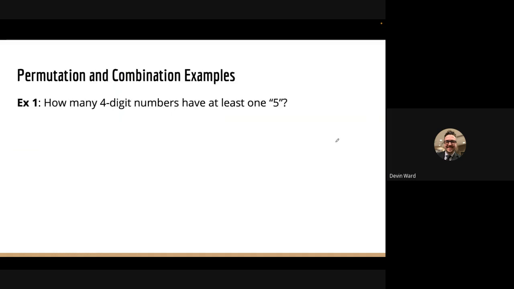Okay, so first, how many 4-digit numbers have at least one 5 in it? Okay, whenever you're dealing with any kind of number problem like this, where you're looking at a 5 in a specific spot, that's going to be a permutation. Okay, so how did we solve this? Well, this is because the order matters. So it matters where we have that 5 and how many 5s we have, okay? So have at least one 5.